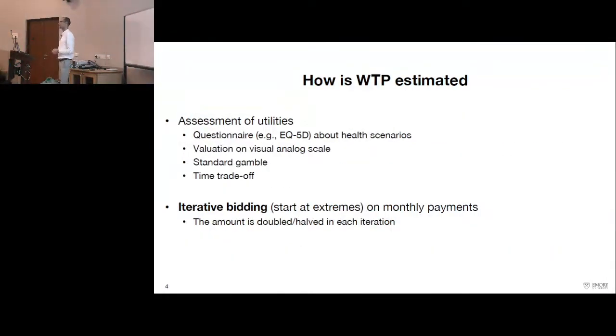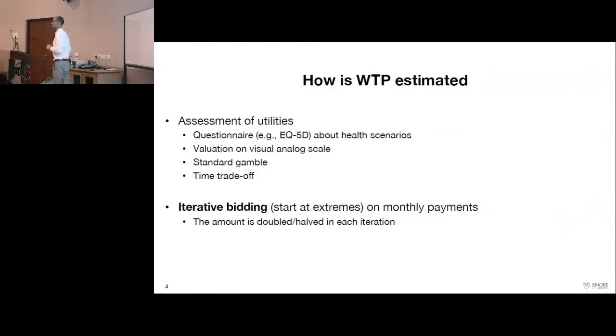All right, so one way to estimate a willingness to pay threshold on the societal level is very similar to how we assess utilities. It's actually somewhat like an add-on to the same exercise. So ideally, you would recruit a representative sample from your population. And you would first assess how they value health, their utilities, for certain health conditions, with one of the methods we talked about yesterday.